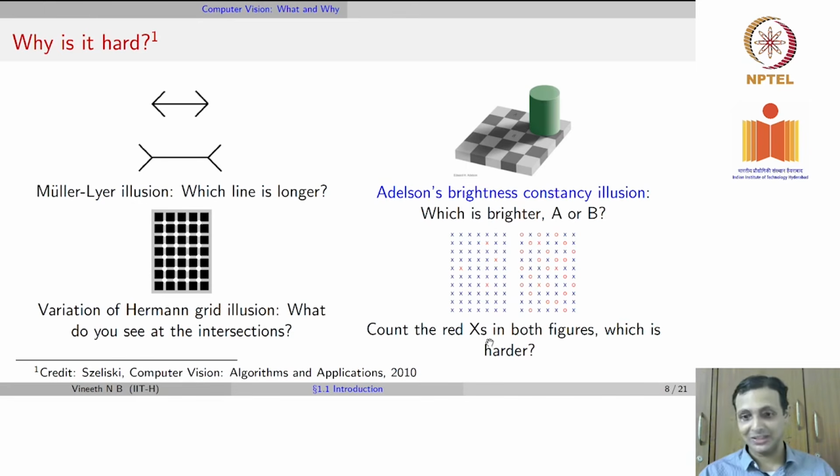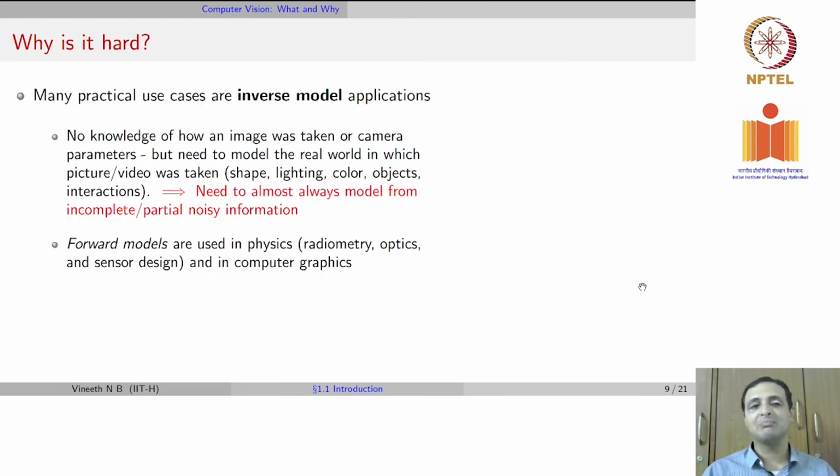Clearly, if I asked you the question, which is harder, you would say the one on the right, because there are some red circles that are putting off your counting process and making it harder to count, although otherwise it's the same red crosses on both sides. So this is something again that makes understanding how visual perception works hard. More deeply, if we had to ask why computer vision is hard, most of the practical use cases of computer vision are what is known as inverse model applications.